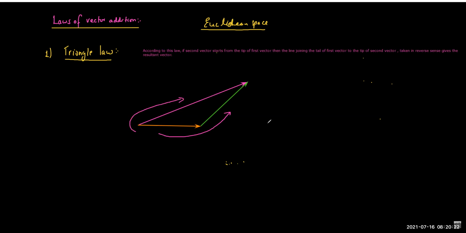If I continue drawing like this, these three vectors are said to be in the same order. So they have the same sense of rotation. So what is important in the triangle law is drawing in the reverse order. That's very important.